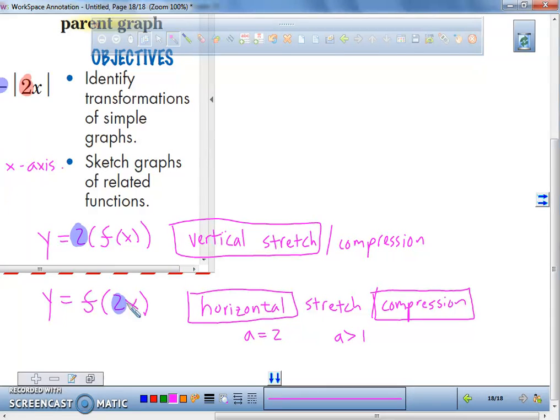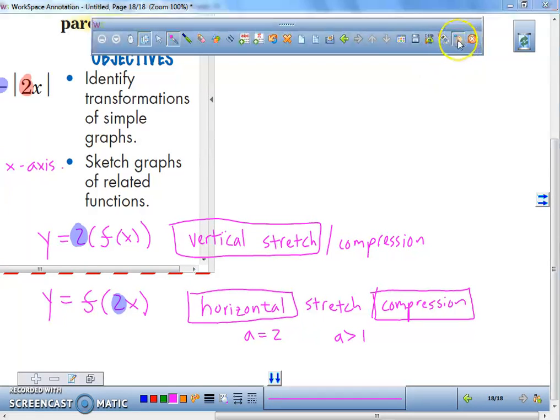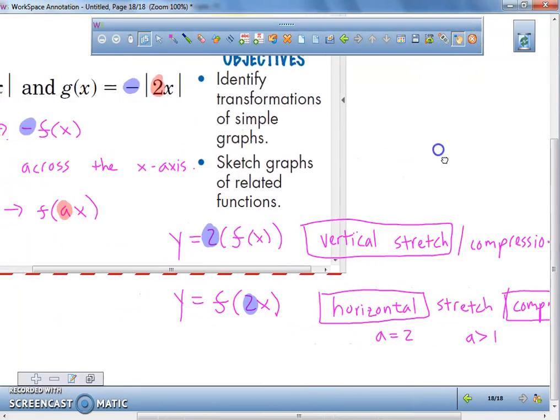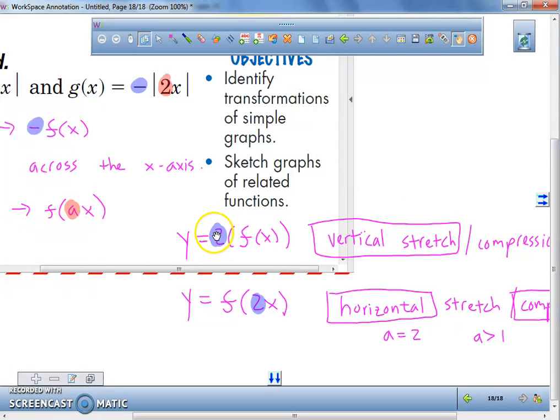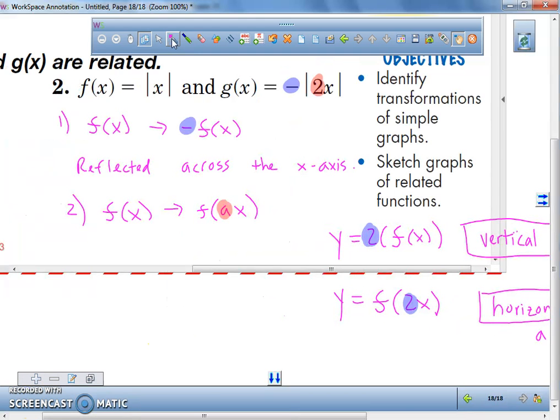not towards the x-axis. Okay, so this is going to be the part that might be confusing to start out with. That's why I want you to review. If the number is on the outside, you're dealing with something vertical. If this number is on the inside, you're dealing with something horizontal. Okay? All right, so I'm going to pause and point up at the screen and make sure you understand what we're talking about.